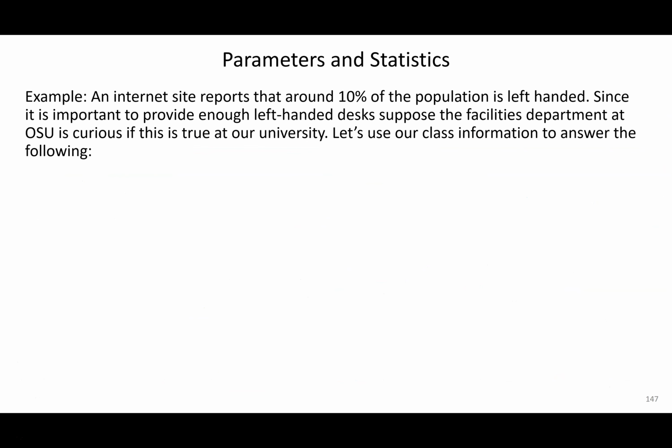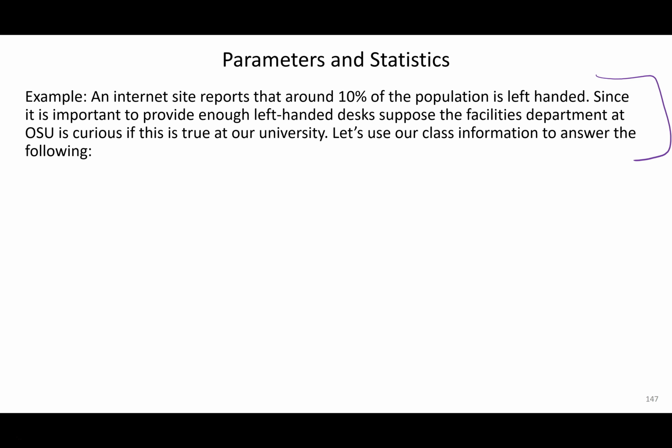So for example, I might be looking at a website. They report, hey, 10% of the U.S. population is left-handed. And it's really important for a school or even a department to know about how many left-handed students they have, because they are supposed to have a certain proportion of desks that are left-handed. Some places just have tables, so it's a moot point, but any place that has those little desks, you're supposed to have so many of them be left-handed.